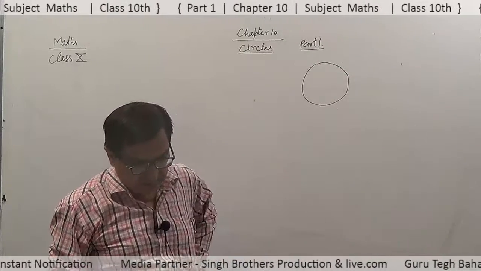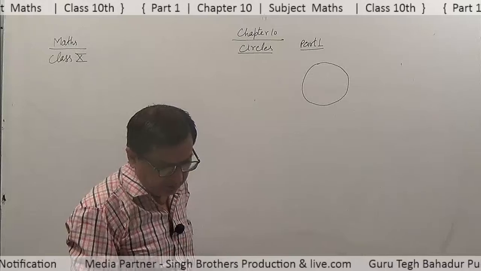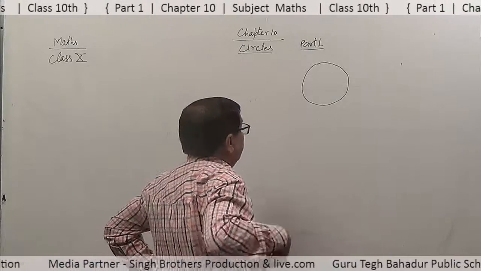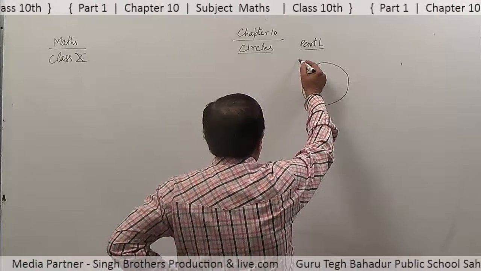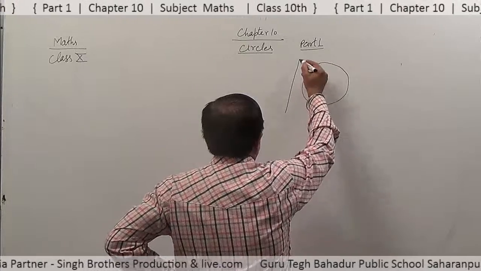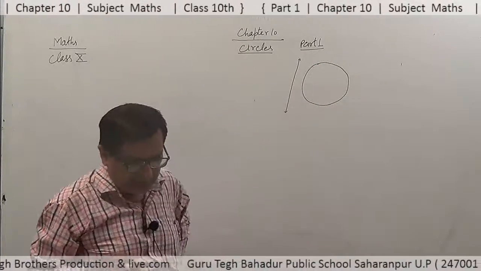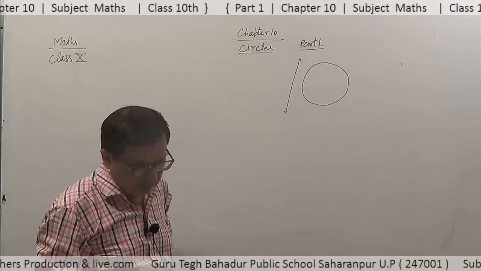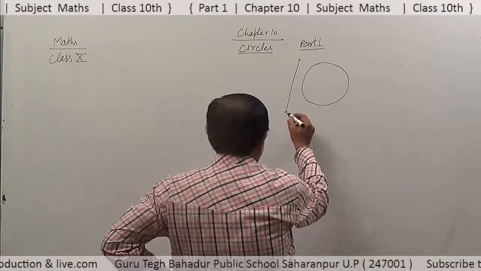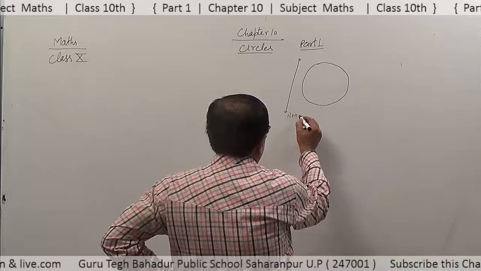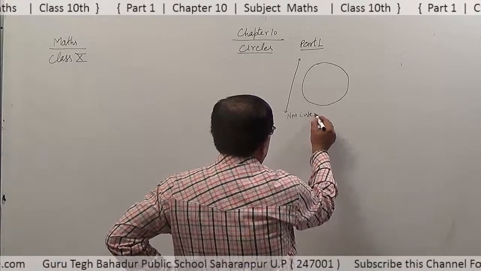We can draw three possible lines in the circle. First line, this line, which does not intersect the circle, so it is called a non-intersecting line.